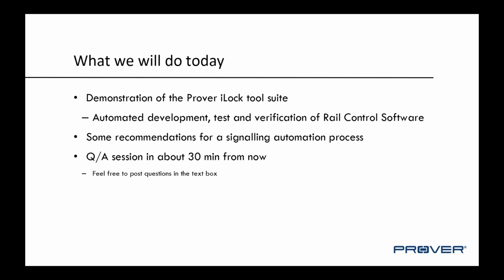In the end, I will also give some recommendations for what I think you should consider when you are thinking about a signaling automation process for your rail control projects. I expect that this will take about 30 minutes, perhaps a little bit more, and then we will get to the questions that you might pose during the demonstration and presentation. So please remember to ask questions.